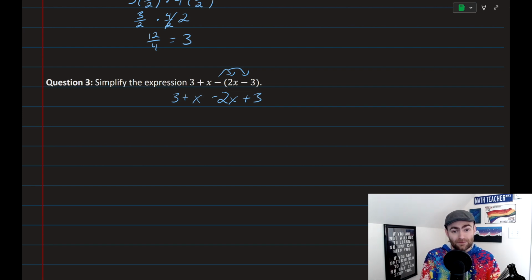Now we're going to combine the variables and we're going to combine the numbers. So x minus 2x is negative 1x, or negative x, and 3 plus 3 is plus 6. So we have negative x plus 6 as our simplification.